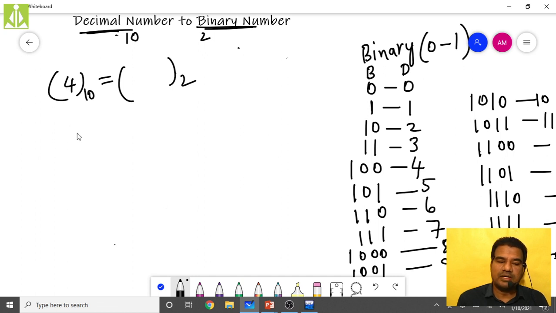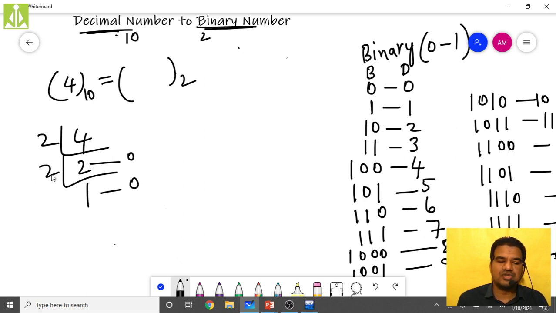So how can we do it? Take 4 and start taking the LCM. 2 2's 4, what is the remainder? 0 we are getting, and one more 2. This 2 also you have to divide again. Then 2 1's 2, and again you are getting the 0. Go in this direction. So 1 0 0 you are getting. 4 in decimal, 1 0 0 in binary.